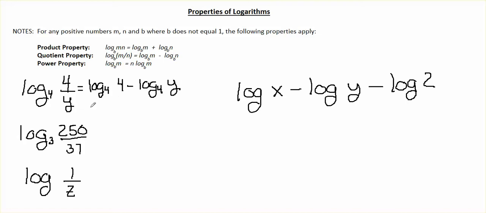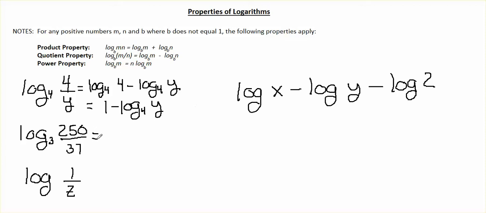And before we can say that we're done, we need to make sure that all of our logs are as simplified as possible. And what you're going to notice here is that this logarithm can be simplified into a whole number, because if we set this log equal to a variable and we solve, 4 raised to what power is 4? Well, that log equals 1. 4 raised to the first power is 4. So in the most simplistic form that we can write it in, it's going to look like this.